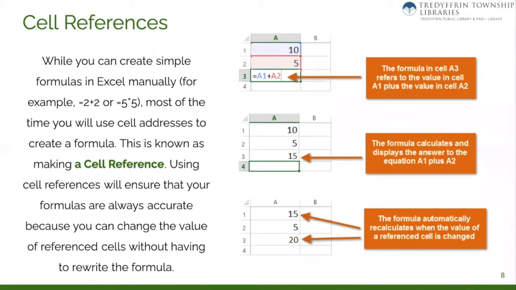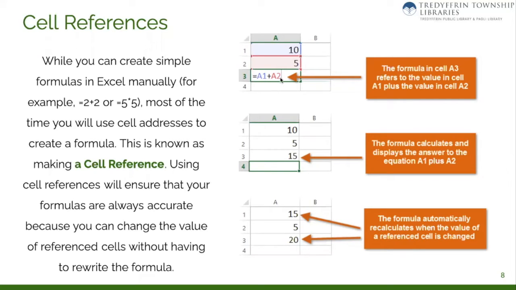So here I have an image. In A1 and A2, we have 10 and 5. And then in A3, we put in a simple formula, equals A1 plus A2. So when you type in that formula in a new cell, equals A1 plus A2, you are telling Excel to add the values in A1 and A2 and put the value itself in A3.